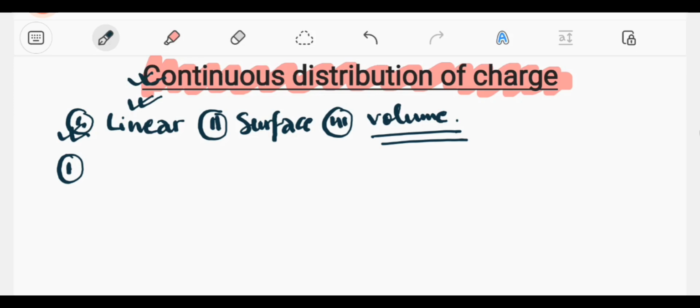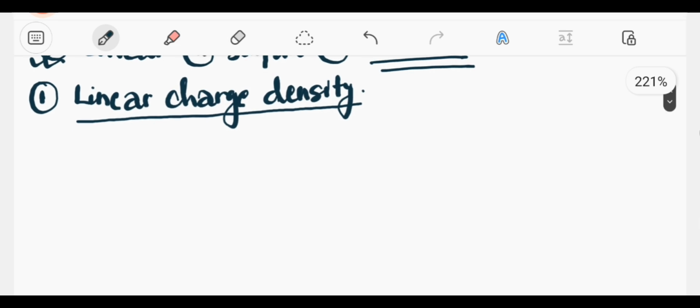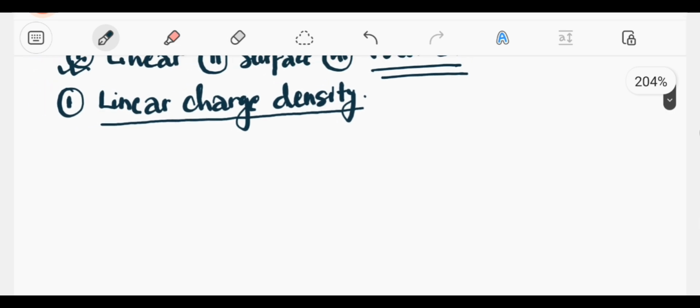In the linear distribution of charge, we call it the linear charge density. In the linear charge density, students, we will be considering any linear body. It may be a straight line, it may be a curved body, it may be a circular body, or anything, but it should be linear. Linear means we will be talking about the length of the body only.